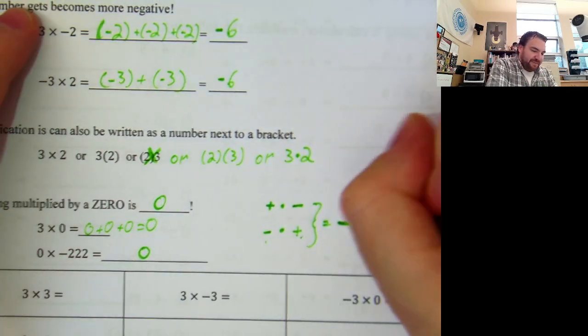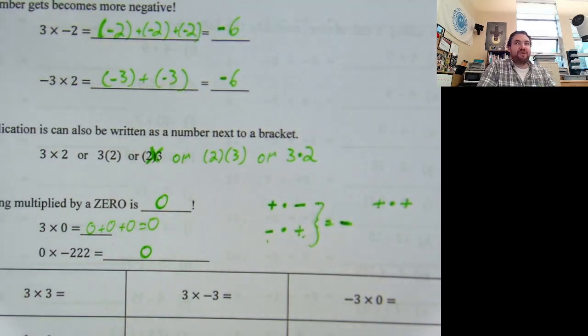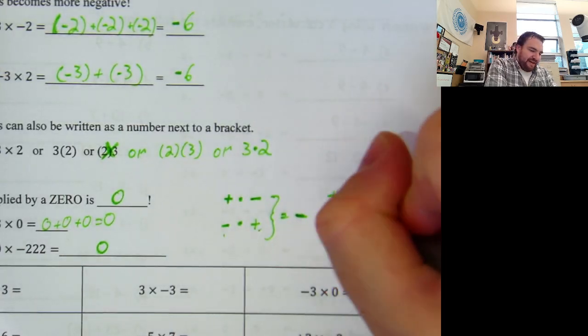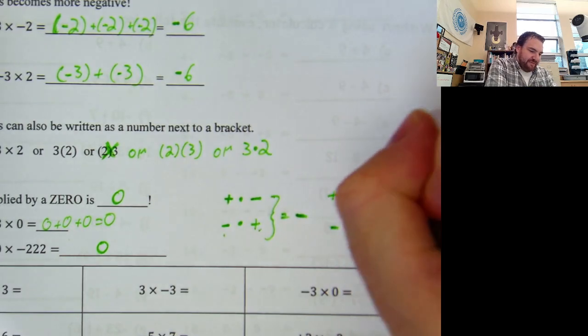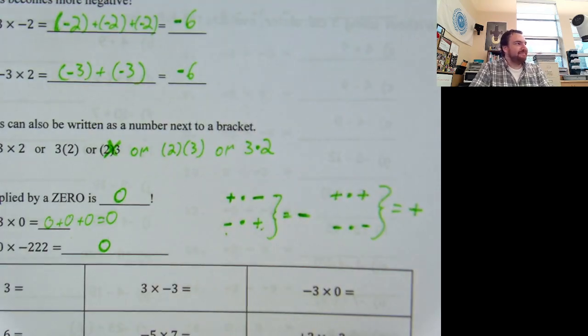The positive times a positive is easy. Positive times a positive should only ever be positive. But a negative times a negative, it's also positive. But why? Because the negatives would cancel out. But why?